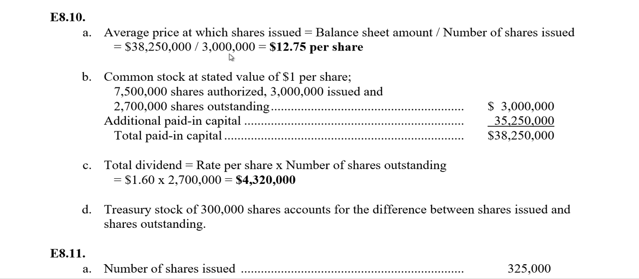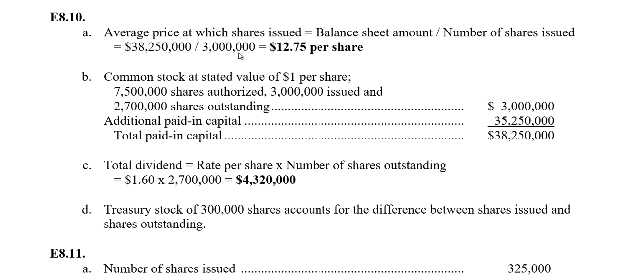So watch for this to change. It could be average price of shares outstanding, or average price of shares authorized. So I just want you to be careful with that. You might see that change with this problem, but in this particular example, it's going to be average price of shares issued. Now, we're using the issued amount of 3 million.